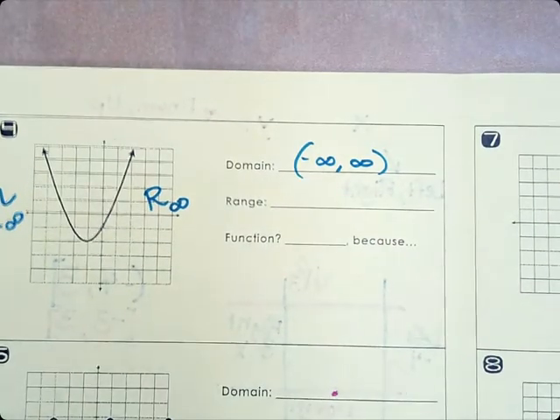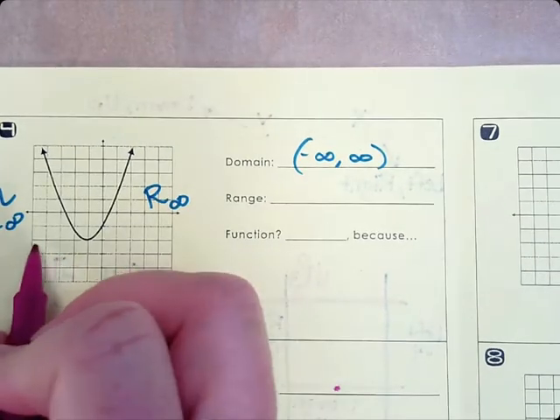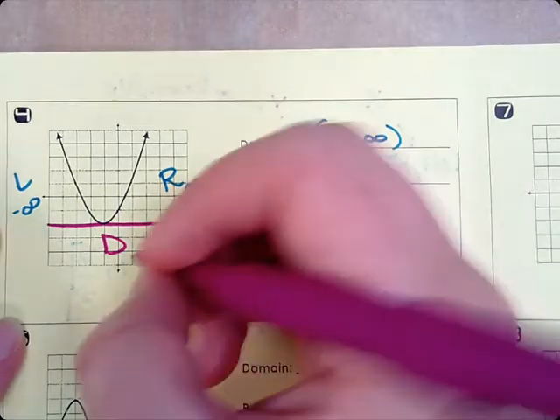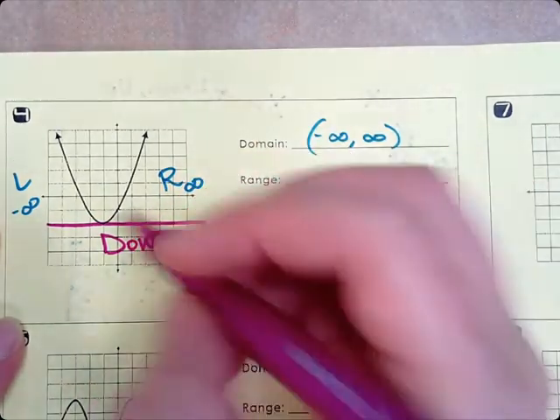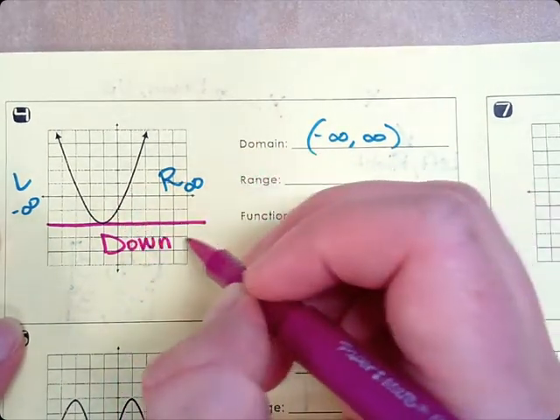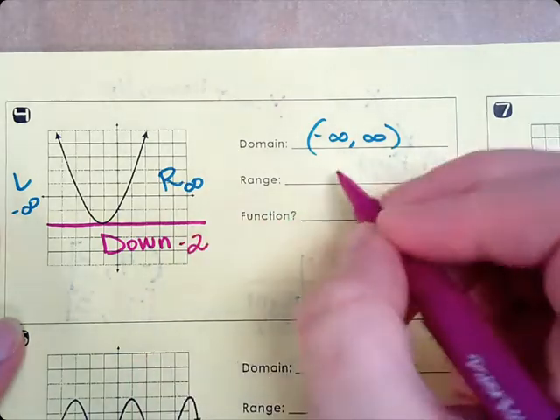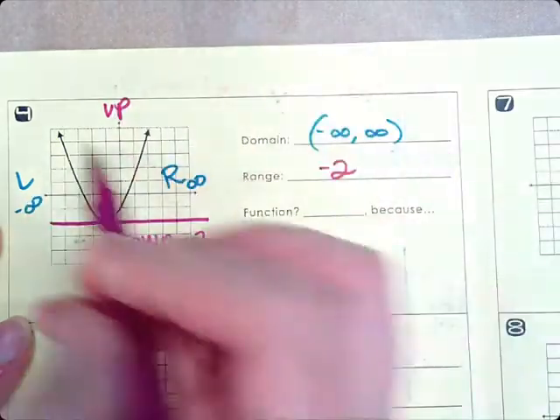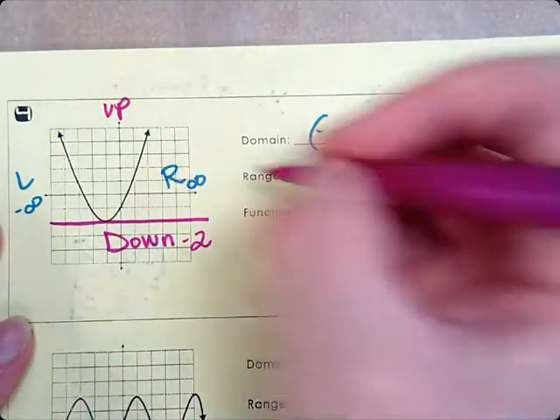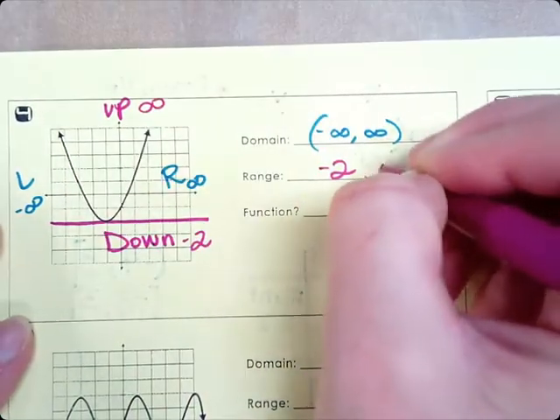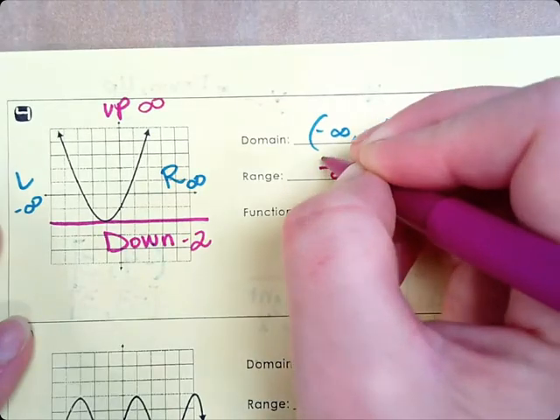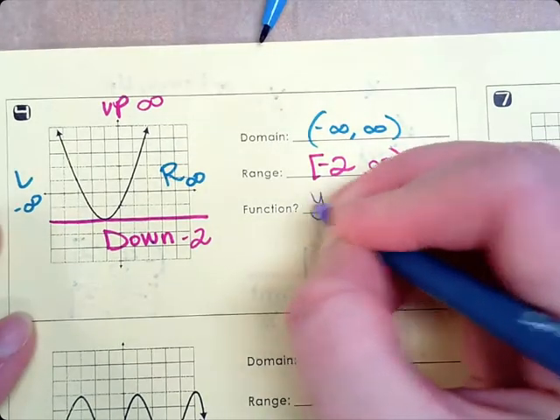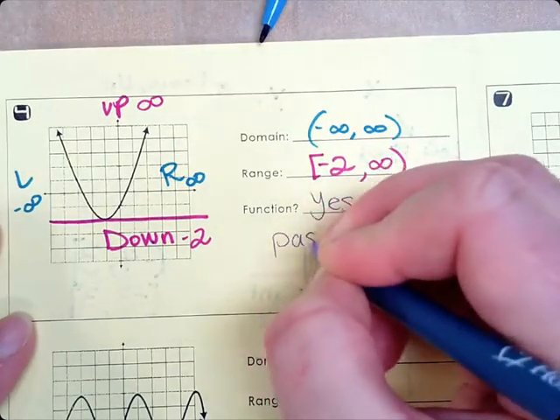My range is how far down. It looks like I can put a fence on the down part, which is at -2. But the up part, I cannot put a fence because there's arrows, so it goes to infinity. Okay. Is it a function? Yes, passes vertical line test.